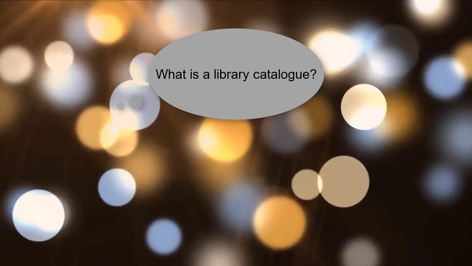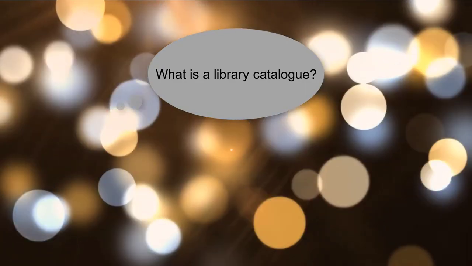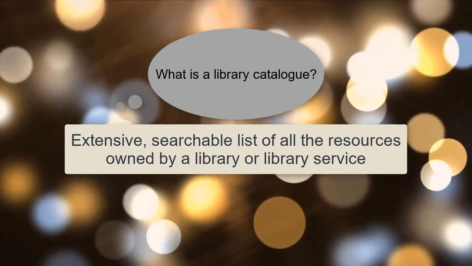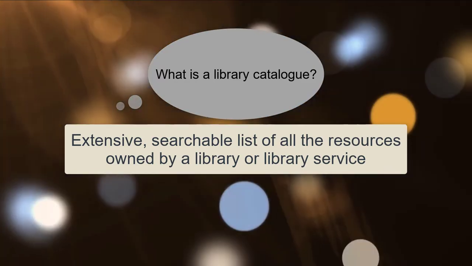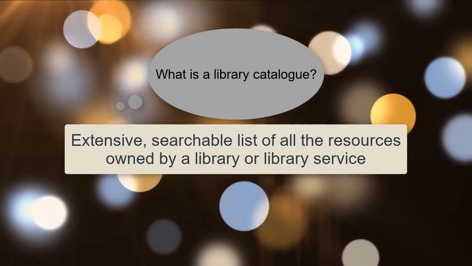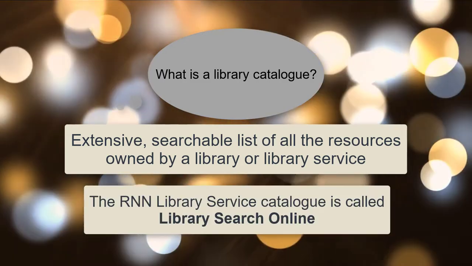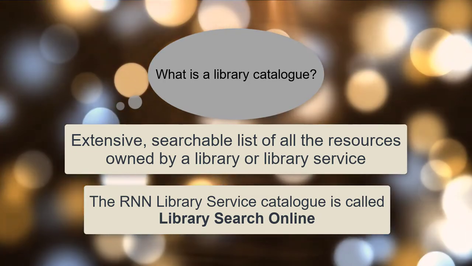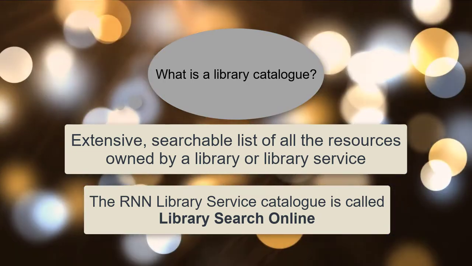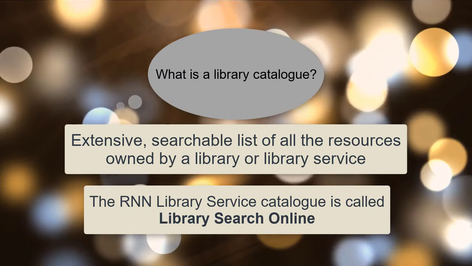So firstly, what is a library catalogue? Well, a library catalogue is an extensive list of all the books and other resources such as DVDs, CDs, magazines that a library or library service owns. The RNN Library Service catalogue is called Library Search Online, and you can use it to search for resources you want to borrow from any of our libraries.